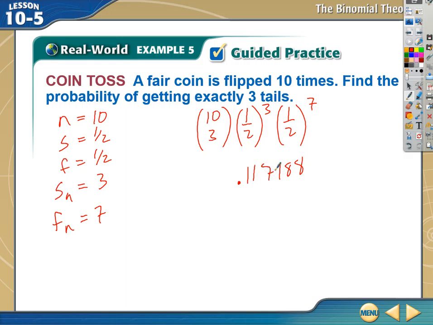And so what does that mean? That means that this will happen 11.718% of the time, where I will get exactly 3 tails. It doesn't seem like that big of a deal, or that much, right? Only 3. Okay.